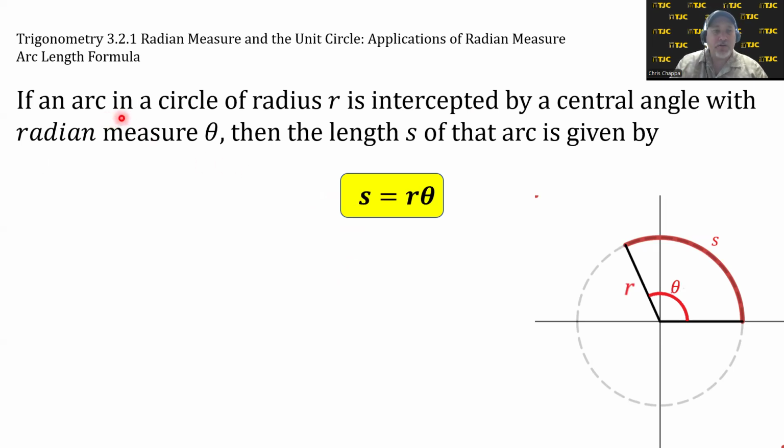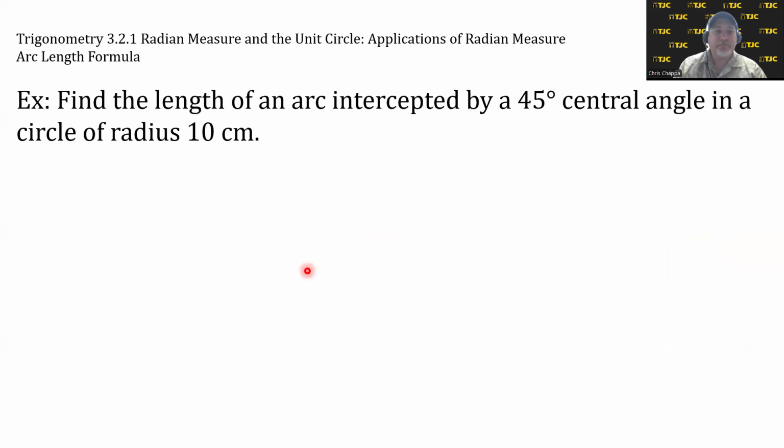If an arc in a circle of radius r is intercepted by a central angle with radian measure theta, then the length s of that arc is given by s equals r theta. So it's a multiplication problem.